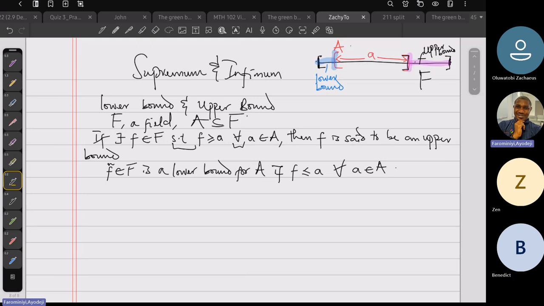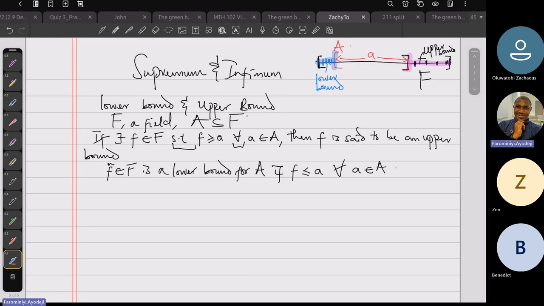So this one is an upper bound. This one is an upper bound. This one is an upper bound. And on the other end of the spectrum, this is a lower bound. This is a lower bound. So it is not unique. There can be many upper bounds and many lower bounds, but altogether it is a set, right?